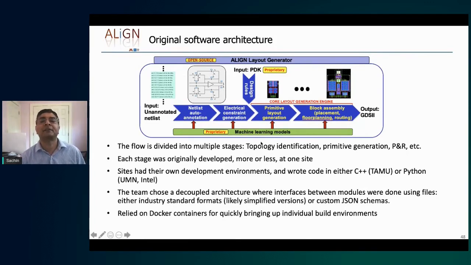For example, the place and route work was mostly done at Texas A&M. The early part was done mostly at the University of Minnesota. And then the analog detailed router was mostly done at Intel. And then we used kind of a loose Python environment to couple these together. We used Docker containers so that we could quickly bring up these build environments and so on.